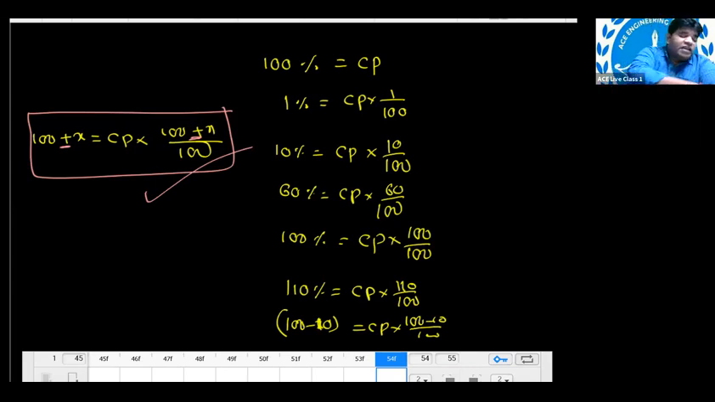But at the time of calculation, you just need to compare everything with 100. Cost price always means 100. Is there any change, which is called selling price? Cost price is always equal to 100.